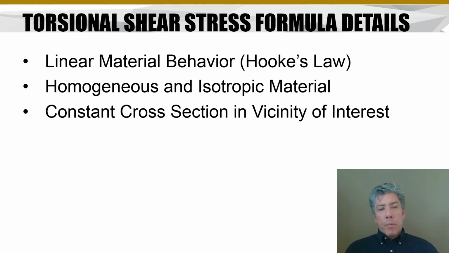The other important parameter or consideration for this formula to be valid is that the material that the shaft is made from has to be isotropic and it has to be homogeneous. We can't have some varying material property or difference in behavior depending on the orientation. So a carbon fiber rod might not be modeled very well by that equation because it's a composite that will have different material properties in different directions. The other requirement is that we have to have a constant cross section in the area of the shaft that we're interested in.